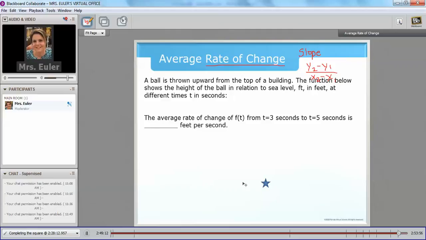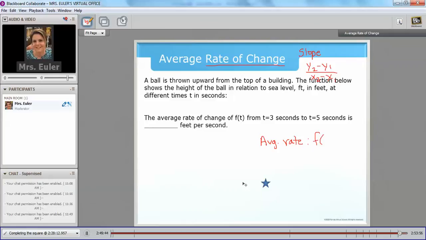Slope occurs when you have a line, a linear function. These are not linear functions, so you don't have a constant slope, a slope that stays the same between any 2 points. So we use what's called the average rate of change. But again, it's the same idea. The average rate of change will give you that formula and help you to recognize that it's the same as slope. Average rate of change is going to look like this.